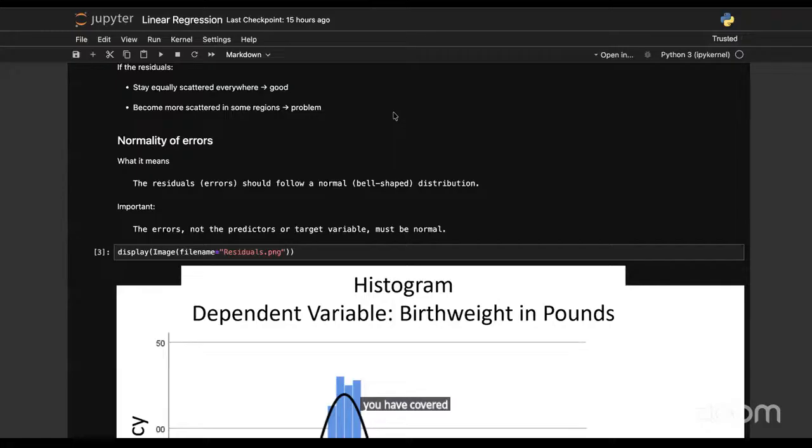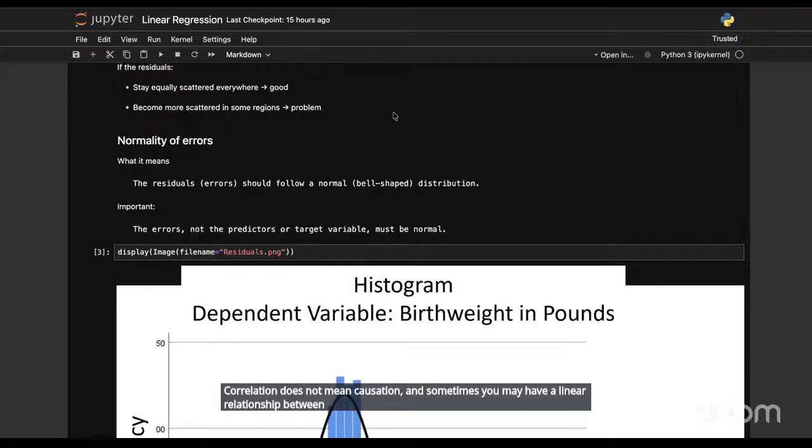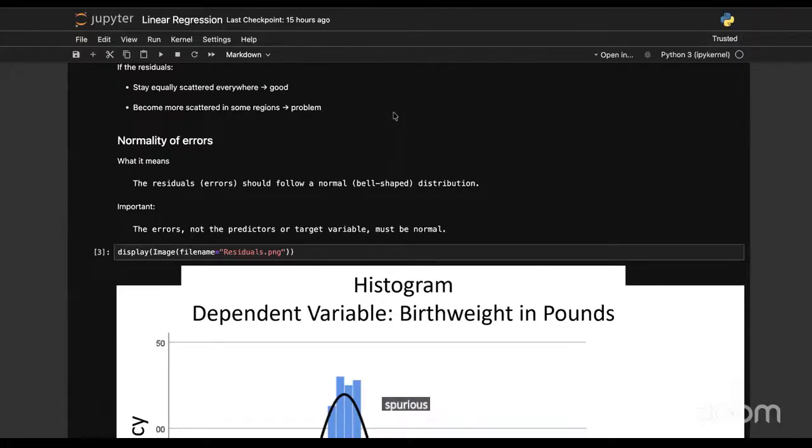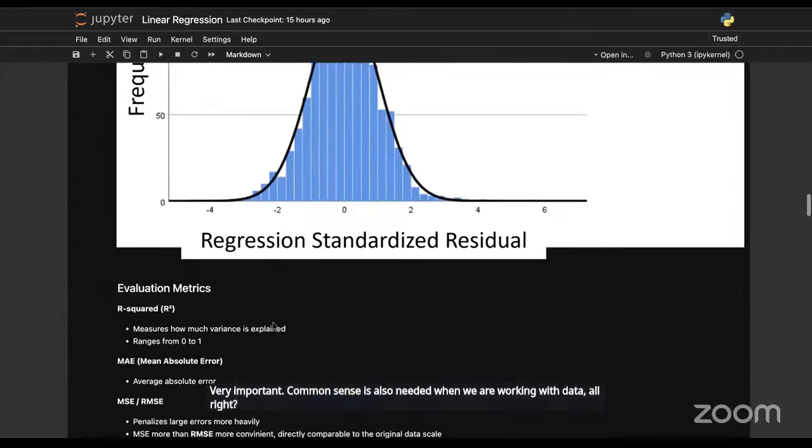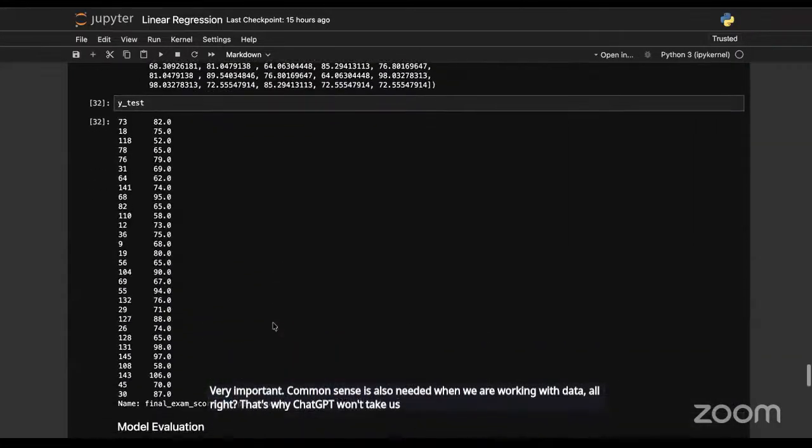And most importantly, that was asked by Ruth. Correlation does not mean causation, and sometimes you may have a linear relationship between your variables, but that correlation may be spurious, meaning there is a third factor that is affecting this relationship. Very important. Common sense is also needed when we are working with data. All right, that's why ChatGPT won't take us out yet.